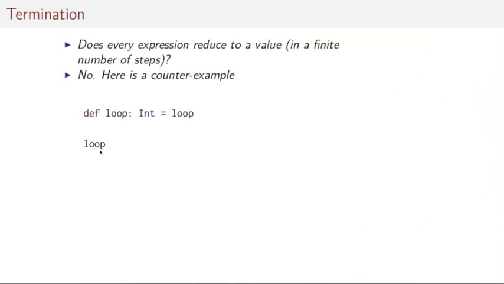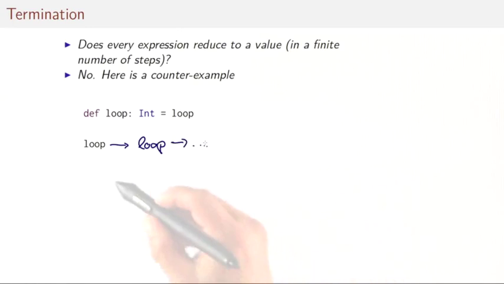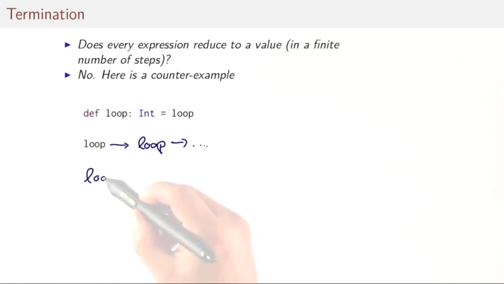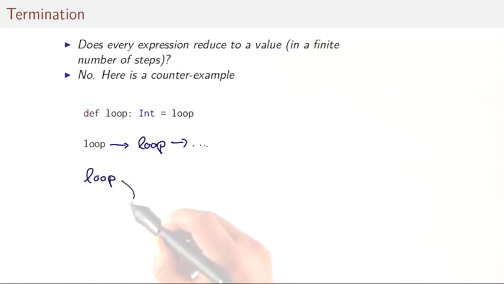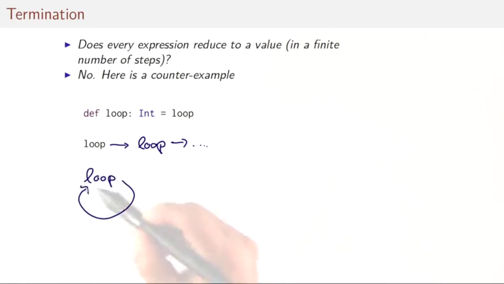What would happen? Well, according to our model, we have to evaluate that name, which happens by replacing the name by its right-hand side. The right-hand side is loop again. So we have reduced the name to itself, and this can go on ad infinitum. Another way to visualize this reduction sequence is by starting with loop and then reducing to the same term again.